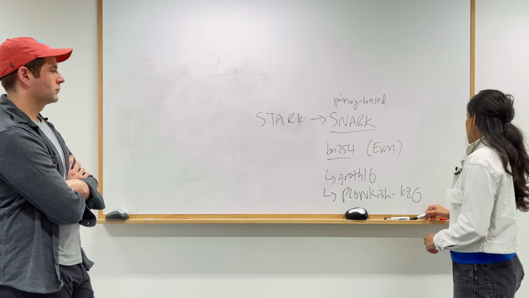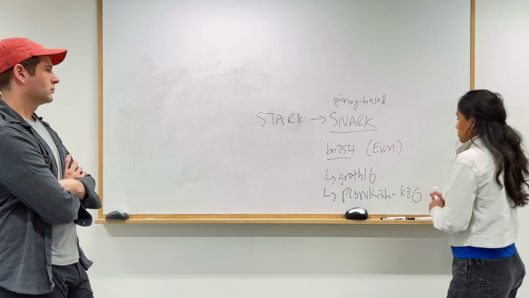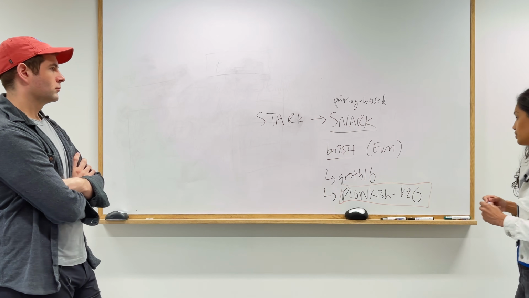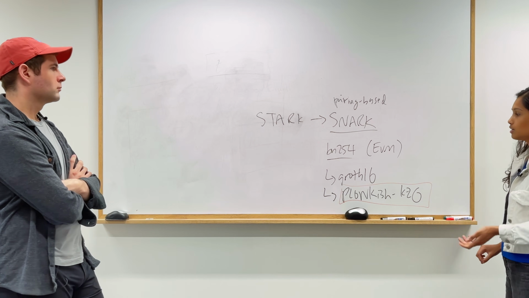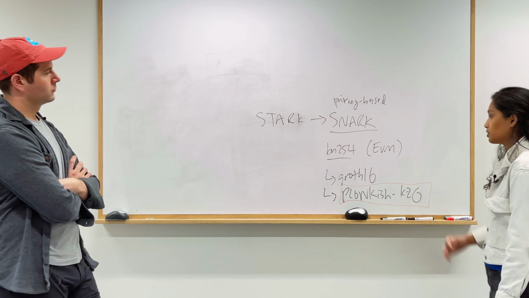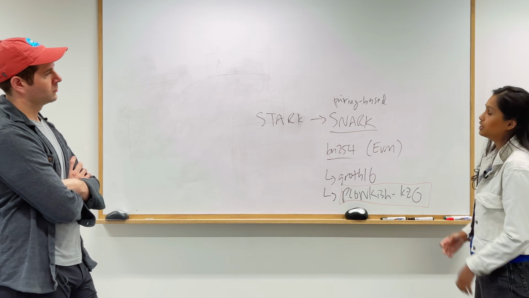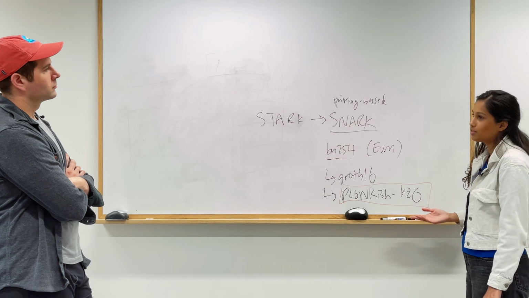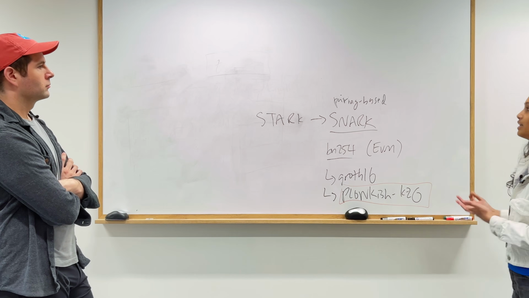For us, we use a proof system for this part that has both Plonkish KZG and Groth16 as options. But we use Plonkish KZG just because it doesn't have the trusted setup, which I think is kind of bad for security reasons, and also it's just annoying to do.